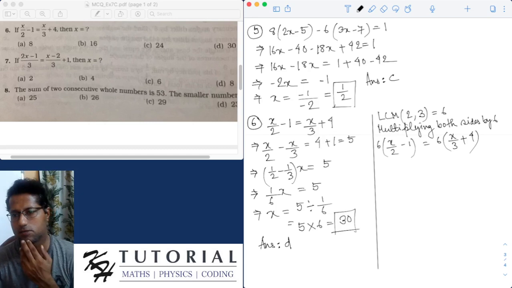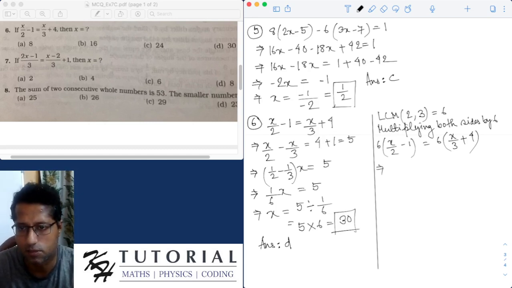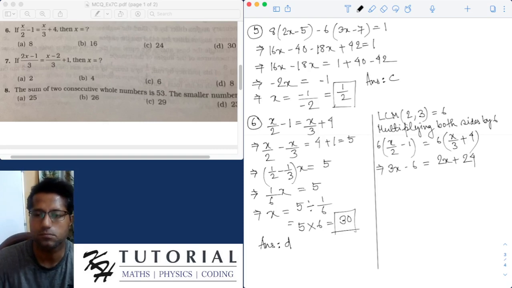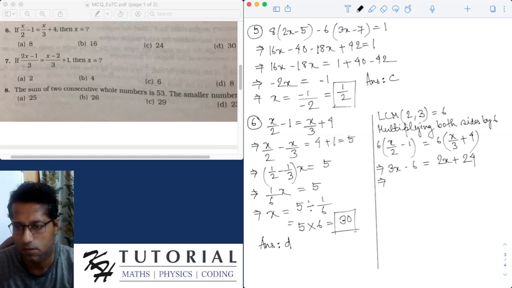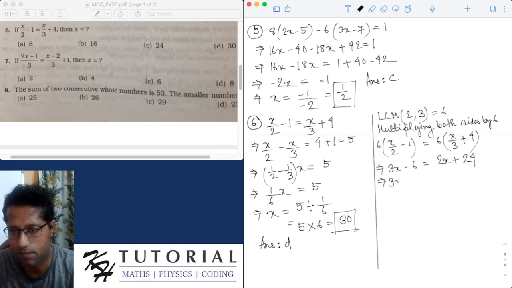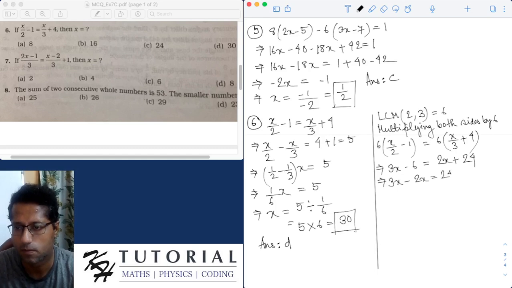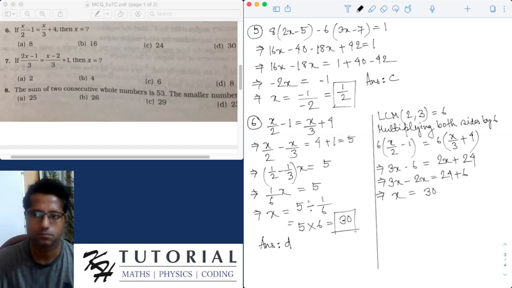Now we have to open the brackets by doing the products. This is 3x minus 6 equals 2x plus 24. Now I will bring all the x terms to the left hand side and all the constant terms to the right hand side. So that makes the equation 3x minus 2x equals 24 plus 6. Now if I further simplify the LHS and RHS, I have 3x minus 2x is x, equals 24 plus 6, is 30. Okay.